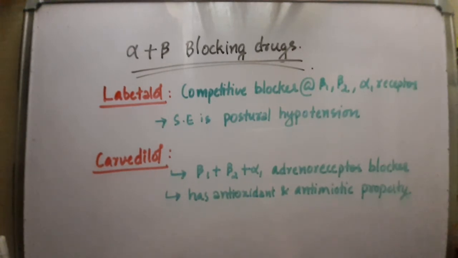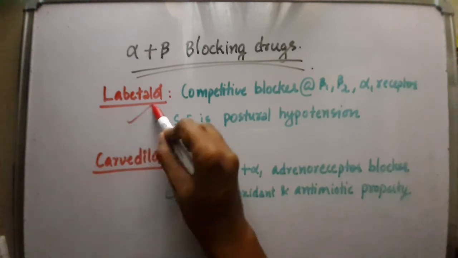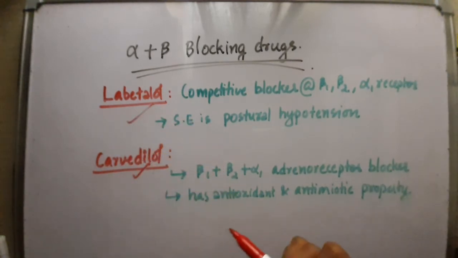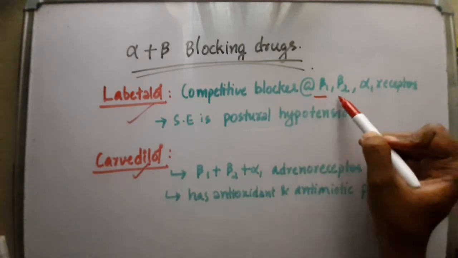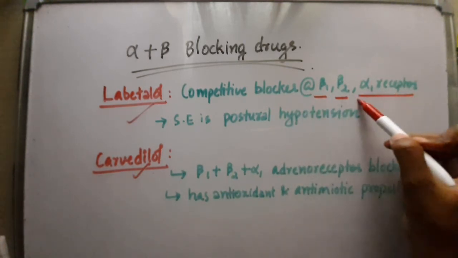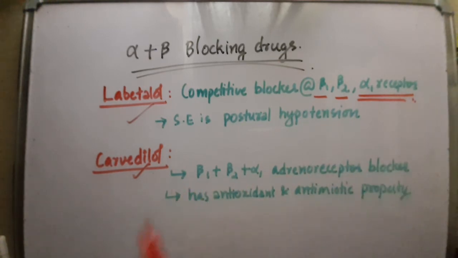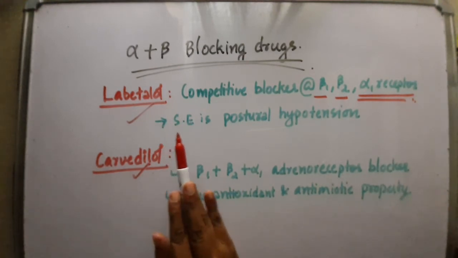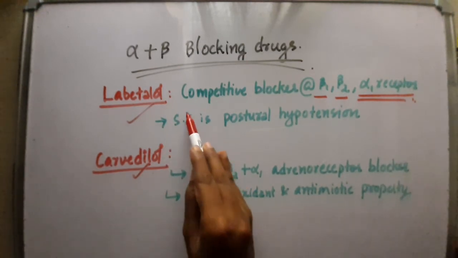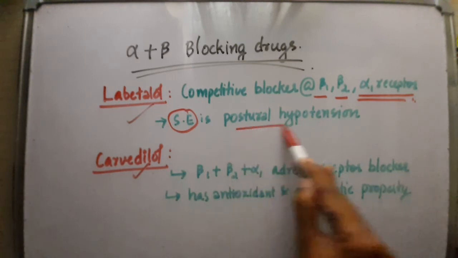So next drug is alpha and beta blocking drugs. They are labetalol and carvedilol. Labetalol is a competitive blocker at beta 1, beta 2 and alpha 1 receptors, and oral labetalol is used in the treatment of essential hypertension, and labetalol will be given in IV form for hypertensive emergencies. Major side effect is postural hypotension.